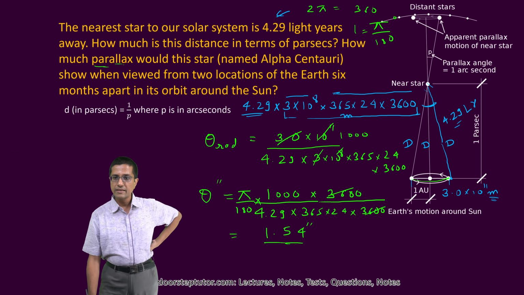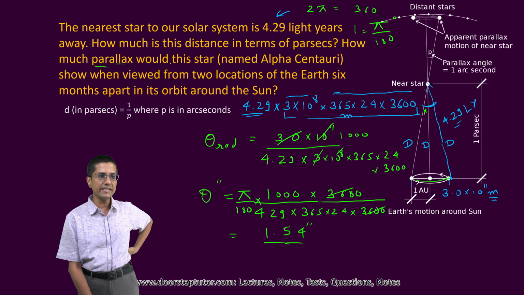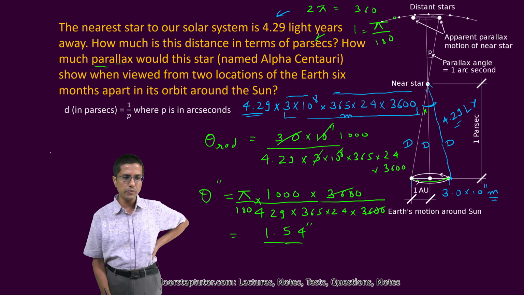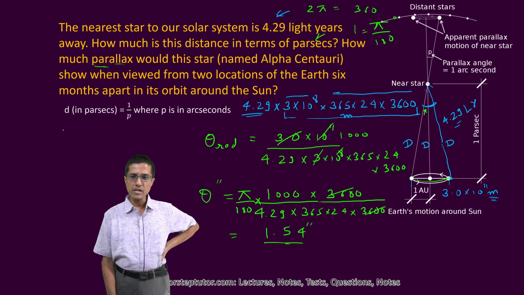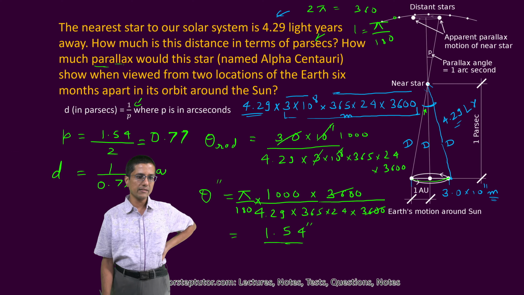We found that. The second thing that we will now find out is what about this half angle right here? Because this is what we need to find the distance in parsecs. So this 1.54, first I will divide by 2. So that will become our angle P, which will be equal to 1.54 divided by 2, which happens to be 0.77. That is the first thing we do. Now we use this formula, very simple. Distance d in parsecs will be equal to 1 by p. So this is 1 by 0.77 parsec.